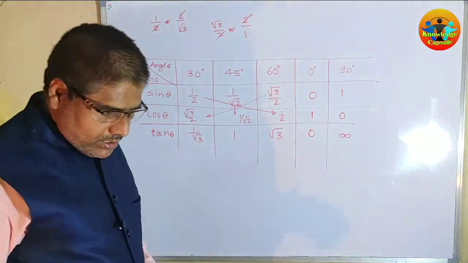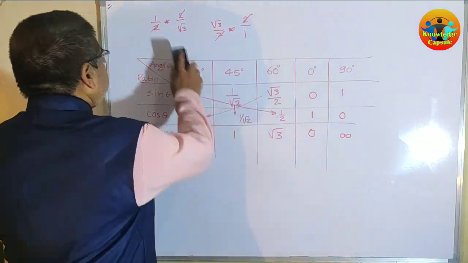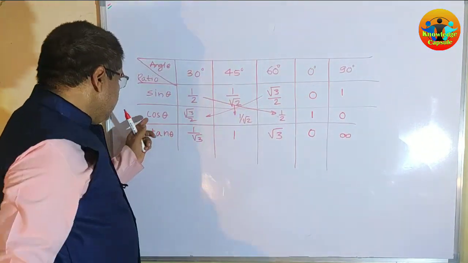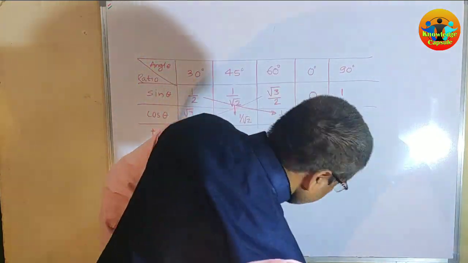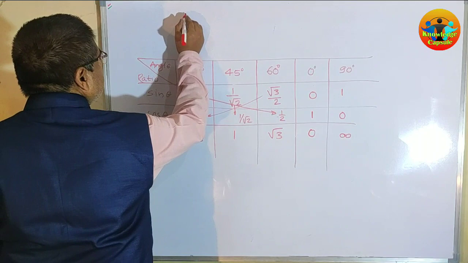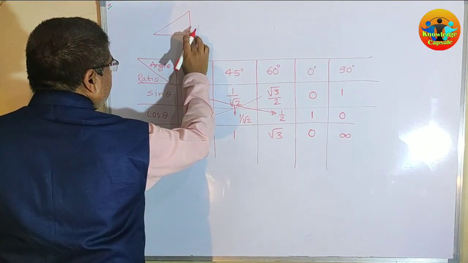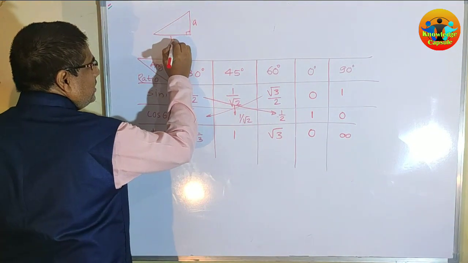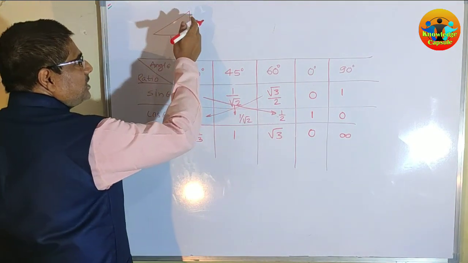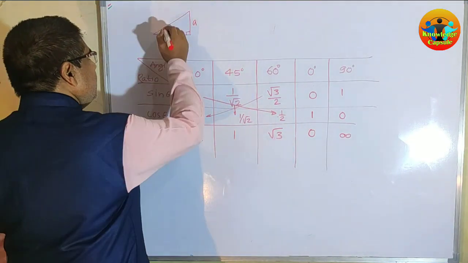Now let us talk about why sin 0 is 0 and sin 90 is 1. Cos 0 is 1 and cos 90 is 0. The reason is very simple. If you draw this right angled triangle, opposite side is A, adjacent side is B, and hypotenuse side is C.